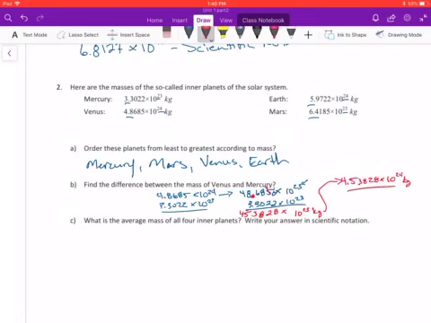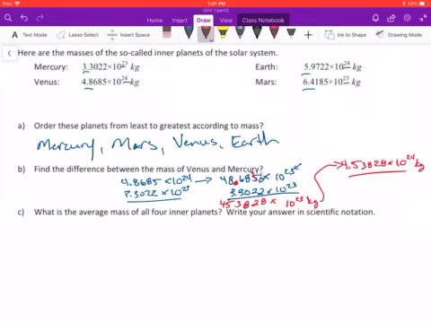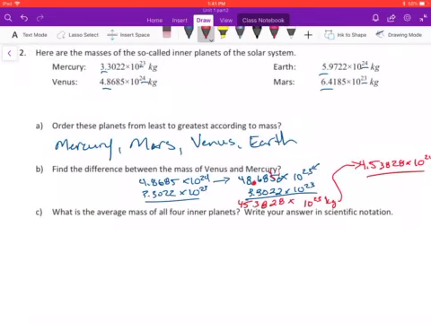And the average mass, I'm not going to do that one. I'm getting a little tired. I better do it. I'd be setting a bad example. I'm going to add these together. 3.3022. I'm going to make this 48.685. I'm going to make Earth 59.722. And I'm going to keep Mars at 6.4185. And all of these are 10 to the 23rd. I just converted those in my head. Maybe you can at this point.